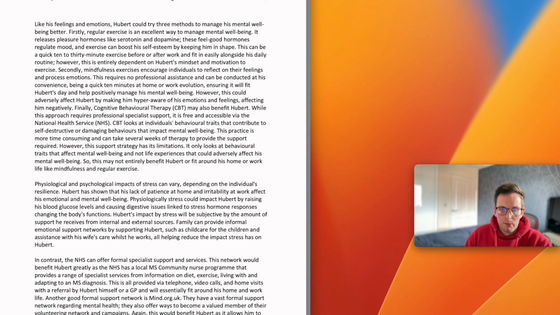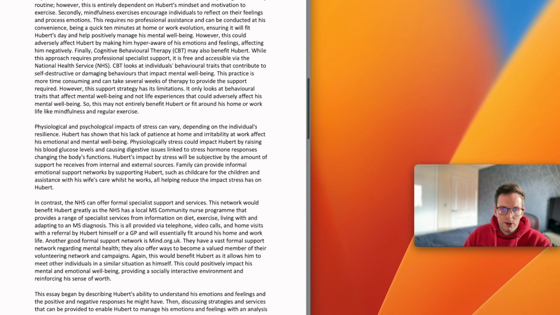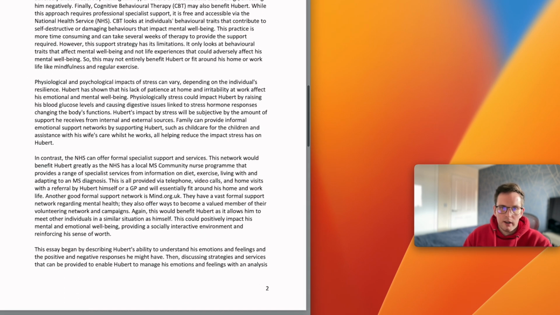However, this support strategy has its limitations. It only looks at behavioural traits that affect mental well-being and not life experiences that can adversely affect his mental well-being. So, this may not entirely benefit Hubert or fit around his home or work life, like mindfulness and regular exercise. Physiological and sociological impacts of stress can vary depending on the individual's resilience.